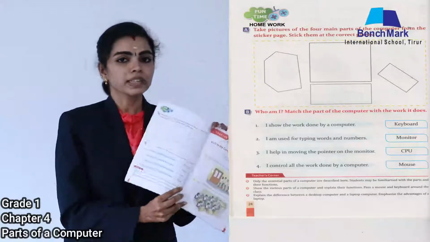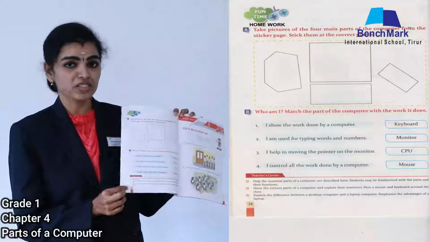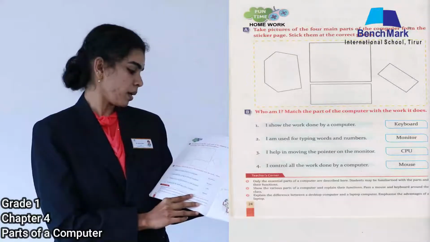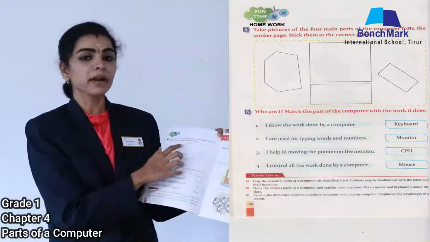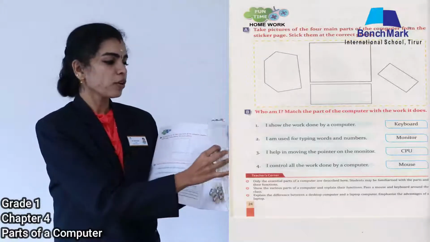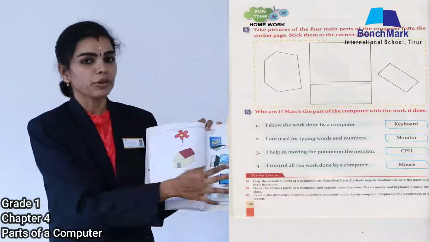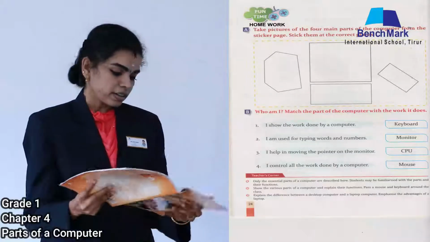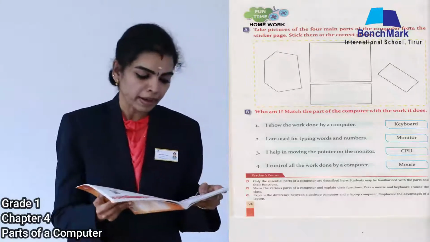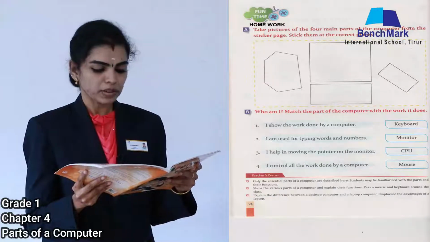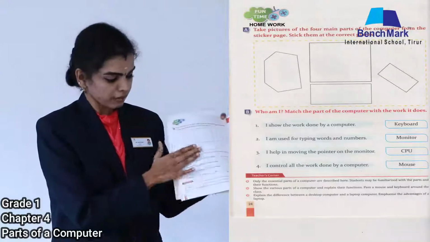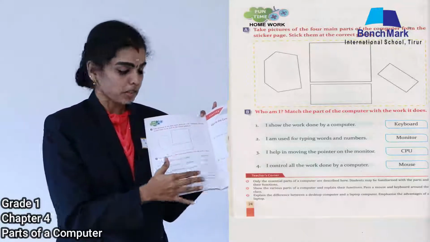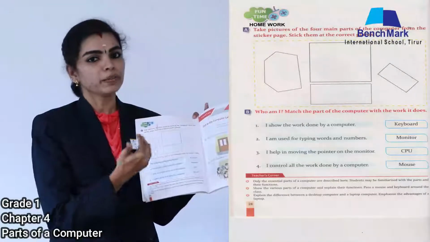So at last we have a fun time activity at page number 24 and you need to take the pictures of the 4 main parts of the computer from the sticker page and stick them at the correct places. At the end of your book you have pictures. You need to take them and paste them here. And you have another exercise also. Who am I? Match the part of the computer with the work it does. Here they have given the work of the part and here they have given the name of the part of the computer. You need to match the part with the work it does.